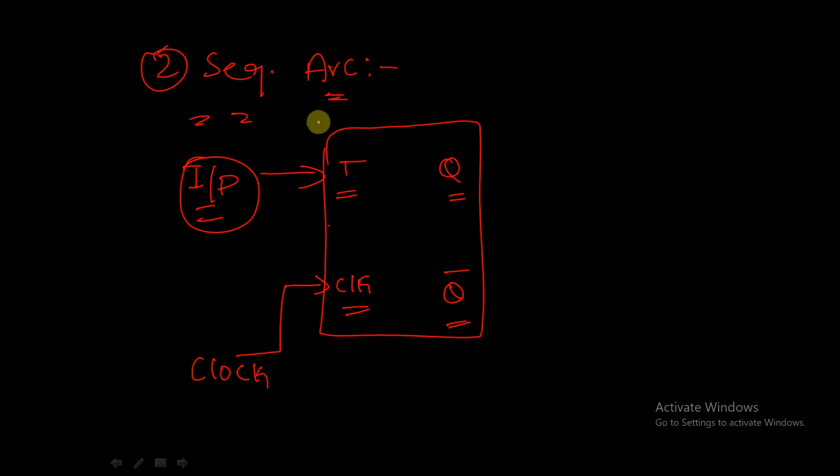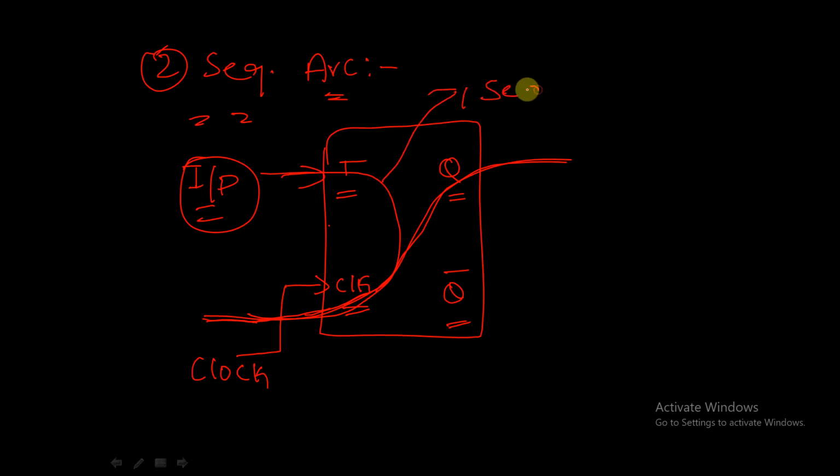So in case of the sequential arc, the path traveled by the signal is from the clock pin to the output pin, or from the clock pin to the input pin. These two paths are called sequential arcs. So the path traveled by the signal from the clock pin to the output pin, or the clock pin to the input pin of a sequential cell.